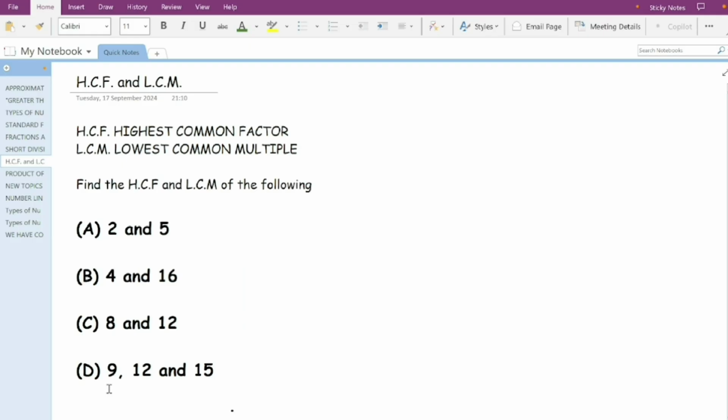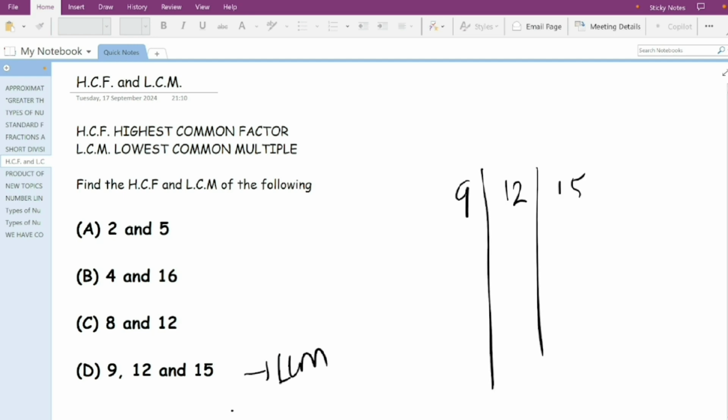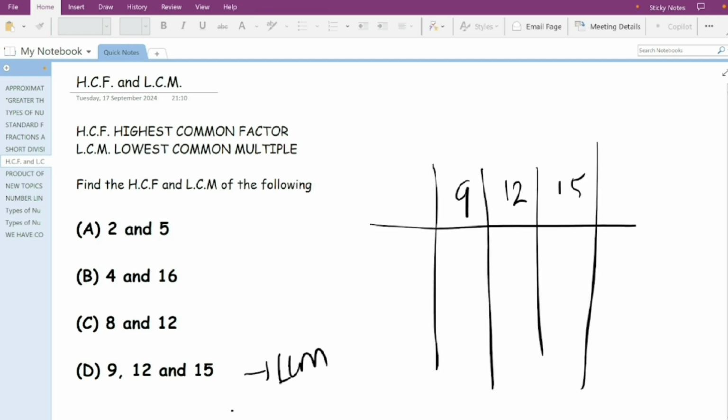Example 4. For the last question, we have 9, 12, and 15. The LCM of 9, 12, and 15. So write it 9, 12, and 15. We go with the first prime number, that is 2, that can go in at least one of them. 2 can go in 12, but 2 can't go in 9 without a remainder, so you repeat your 9. Then 2 in 12 is 6. 2 can't go in 15, or 15 divided by 2, you get a remainder, so you repeat your 15.